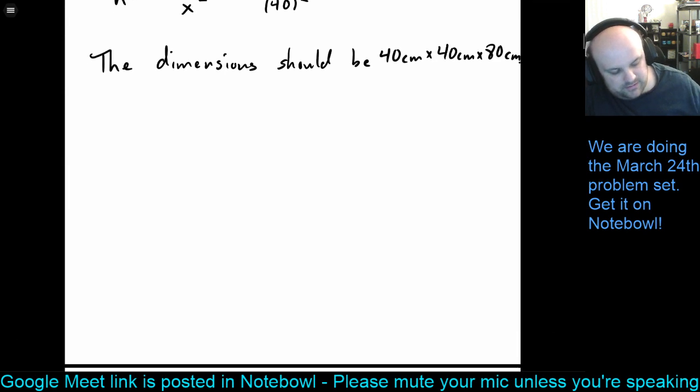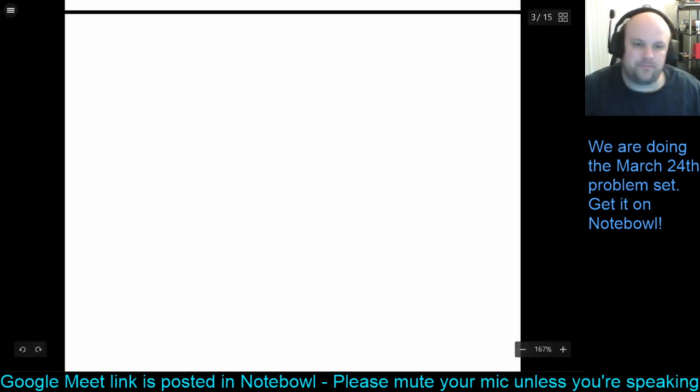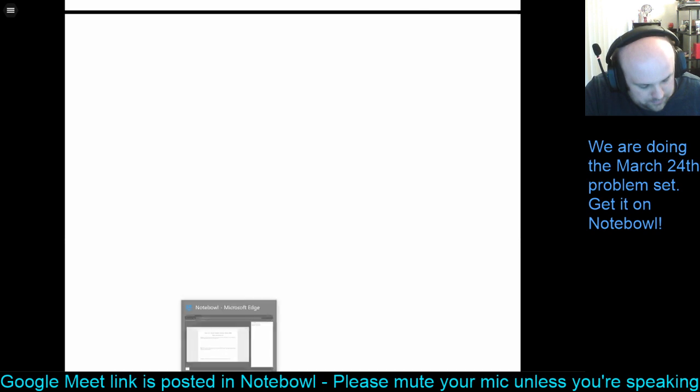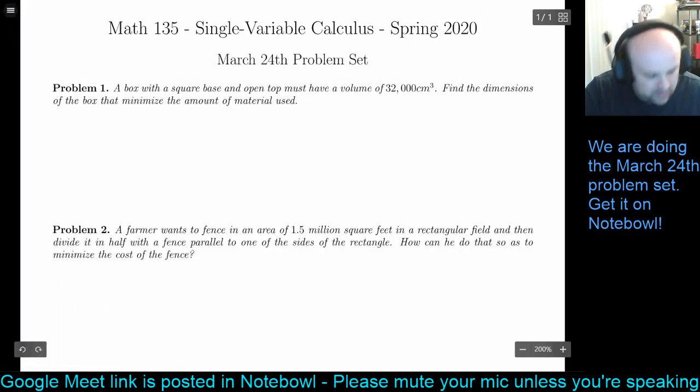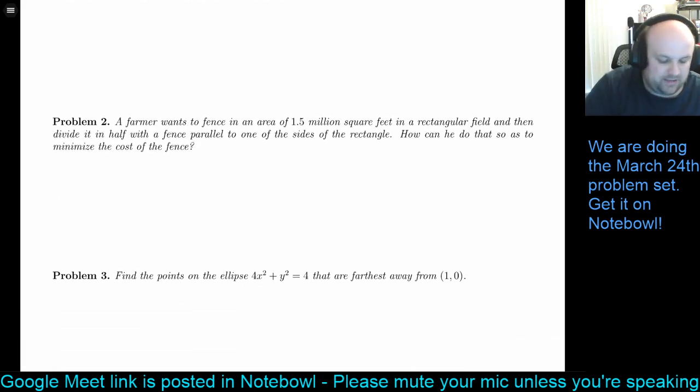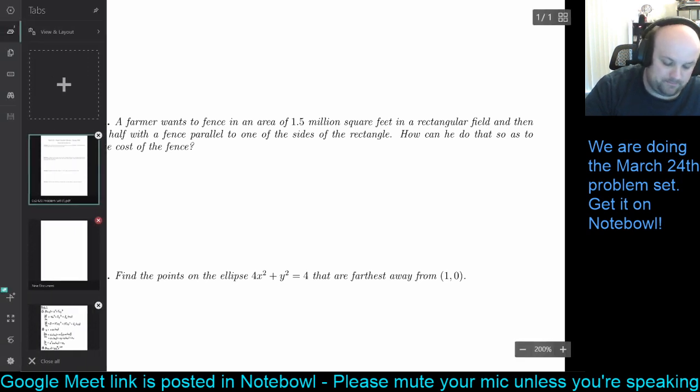Right. Let's go to the next page here. Okay. So let's see. The second question here. So here we have a farmer who wants to fence in an area of 1.5 million square feet in a rectangular field, and then divide it in half with the fence parallel to one of the sides of the rectangle. Right? So how can he do that so as to minimize the cost of the fence? Right? So this problem here.